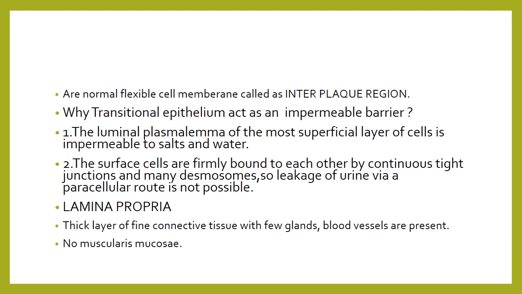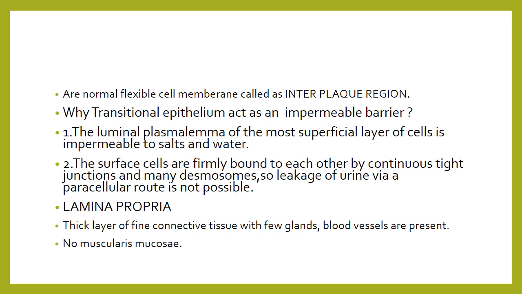Now the most commonly asked question during the viva is why the transitional epithelium acts as an impermeable barrier for the urine. It is because of the following reasons, and you should know them very well. Number one is that the luminal plasma lemma of the most superficial layer, that is umbrella cells, is impermeable to salt and water. This is the characteristic of these dome-shaped cells.